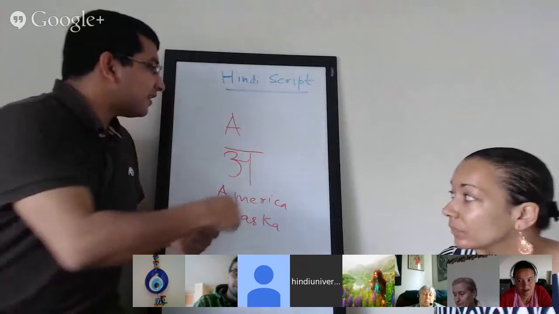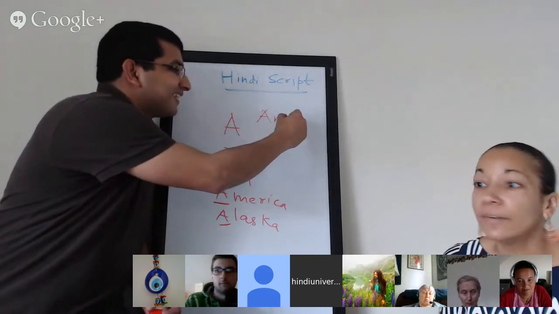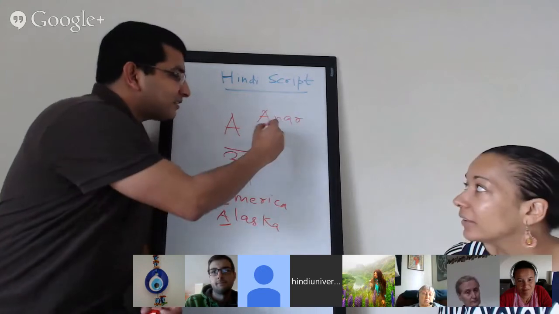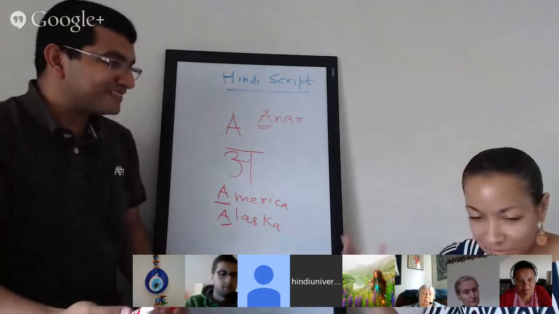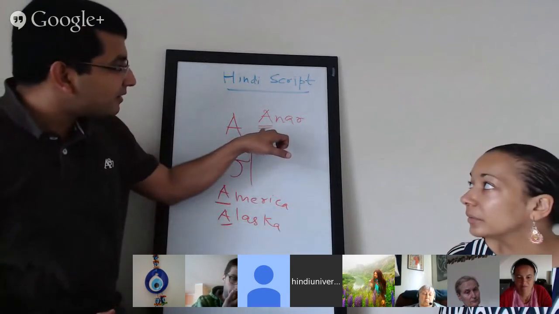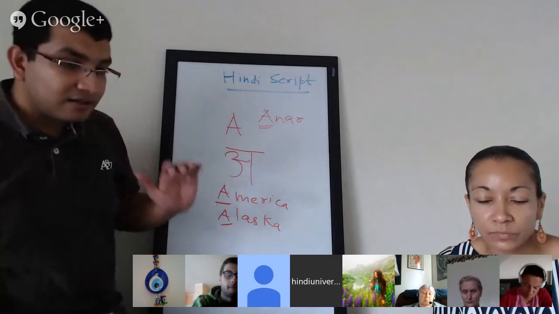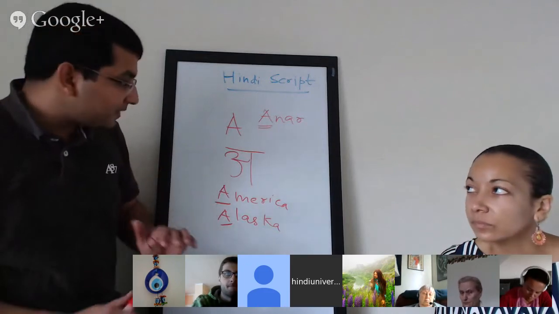Anar, that's very good. Do you know what anar is? Pomegranate. Oh, good. So anar is, again, our theme is fruits and vegetables. If you can think of anything, feel free to share. So anar also has an A sound in it. So that's A. Follow with me.